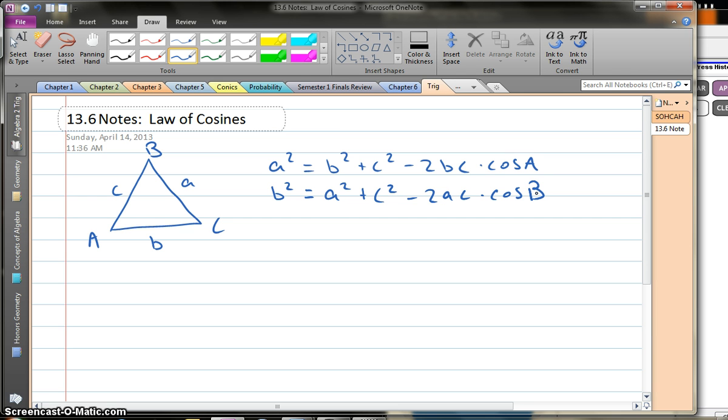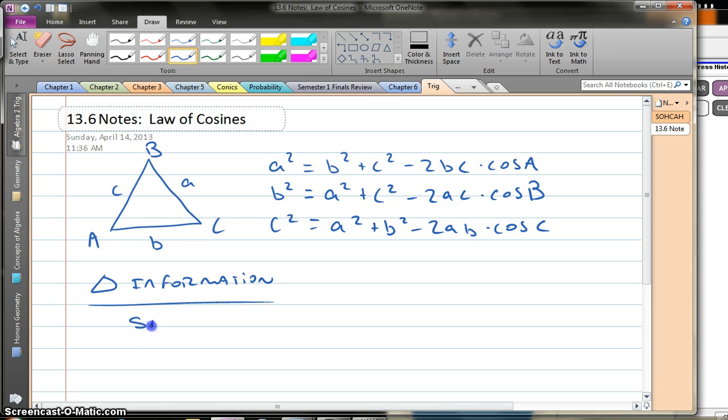And I bet you can't guess what the third one is. c squared equals a squared plus b squared minus 2ab times the cosine of C. So, although I say you have to memorize 3 formulas, you really only have to know one, and then depending on which one, that's how you apply it. Now, the law of cosines only refers to triangles that are in the form of side angle side and side side side.